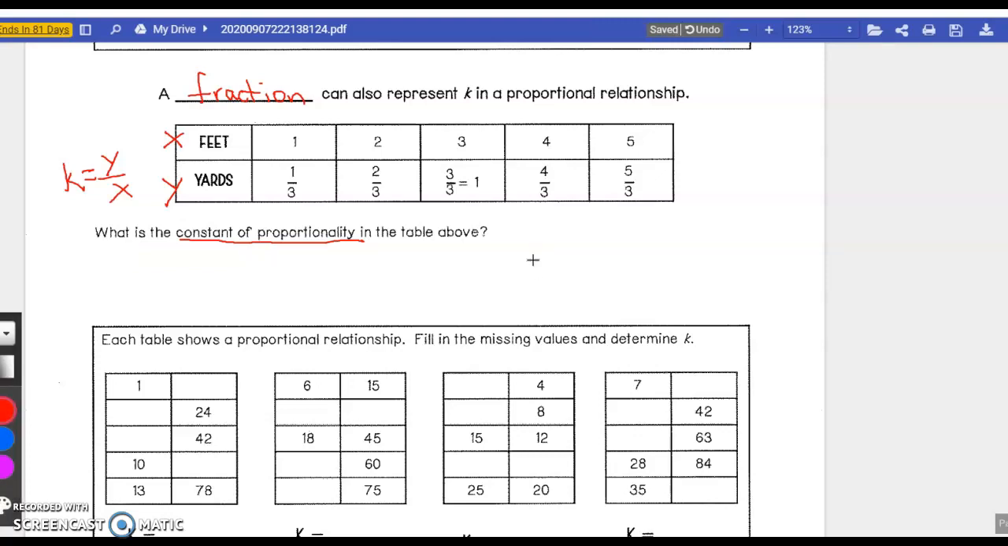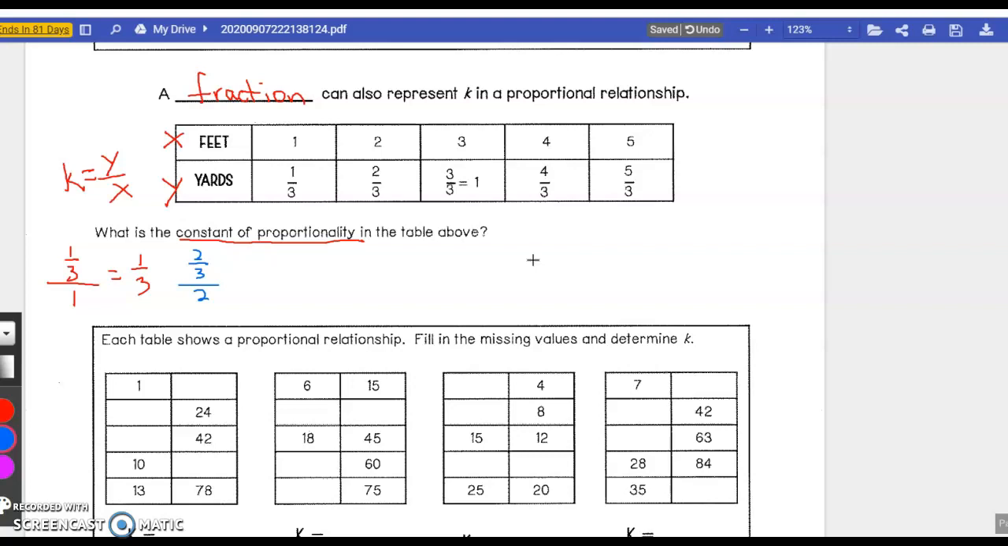So if you do that, that means I'm going to go 1/3 divided by 1. Well, anything divided by 1 is just itself. Then I'm going to go 2/3 divided by 2. And this is where it kind of trips people up because you're like, how do you do that? You can't have a fraction inside a fraction. Well, yeah, but it's kind of a ratio.